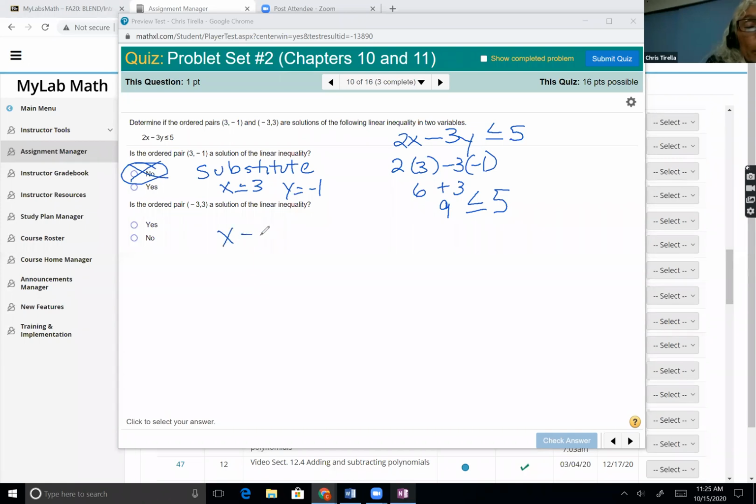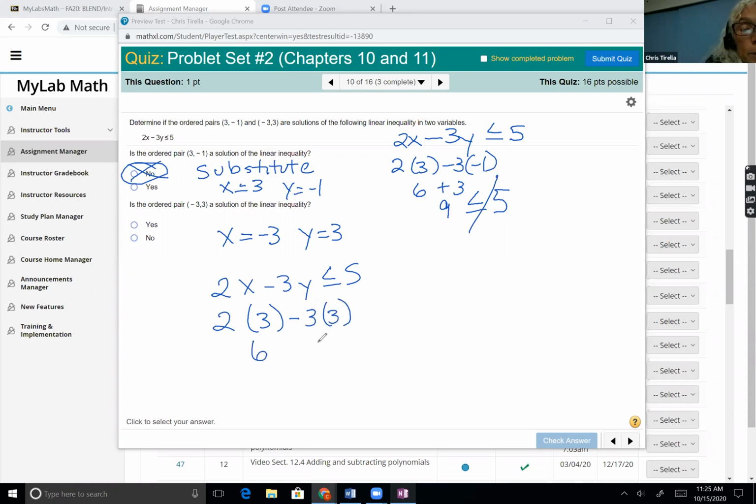And so now we're going to substitute this time the other point, x equals -3 and y equals 3. So when I take 2x minus 3y, it's less than or equal to 5. I should cross that one out. That's 2 times 3 minus 3 times 3, so that 6 minus 9, or -3, is less than or equal to 5. And that one's a yes, because negative numbers are always smaller than, oh, hello.